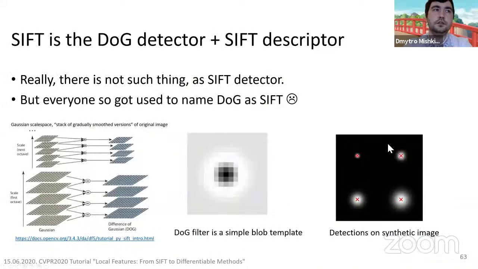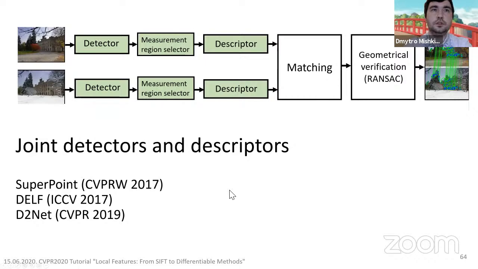And what is the funniest part? DoG is just cleverly computed template matching of this kind of blob, and that's it. So it's incredible. So what about joint detectors and descriptors, which were mentioned by Vasilios?